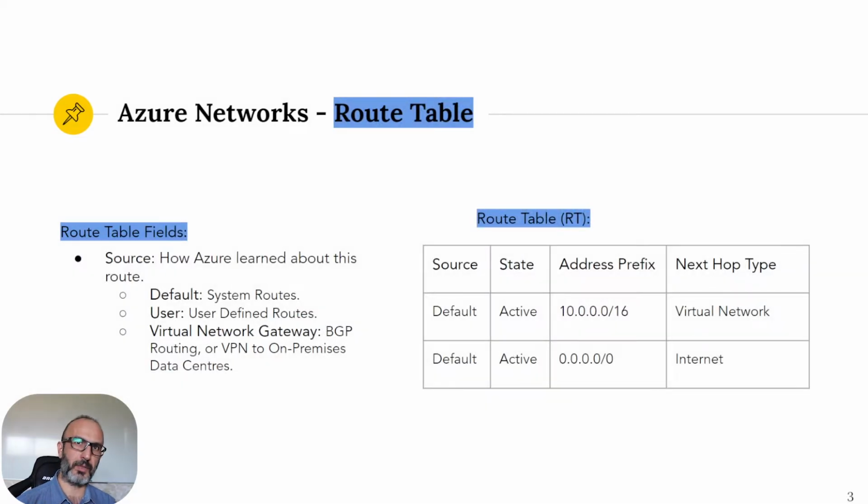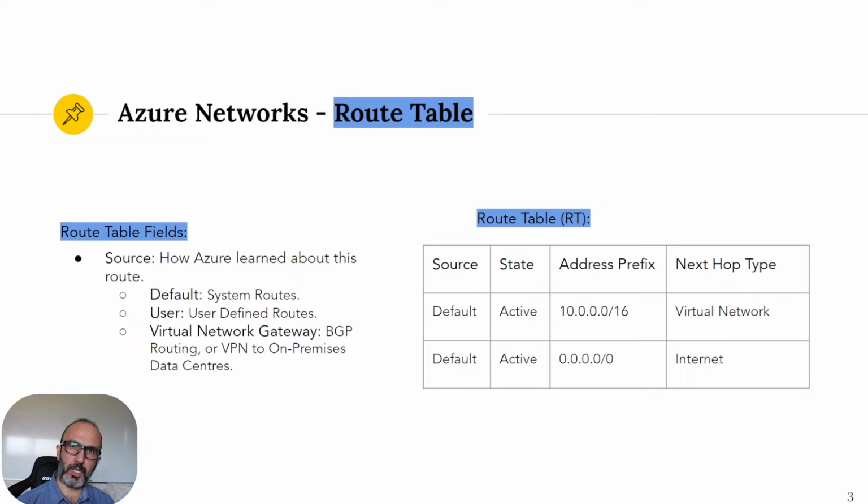To understand more about the Azure routing table, let's examine in detail the fields of a typical route table. So we've got the source, the state, the address prefix, and the next hop type. For the source, there are three possible values. It could be a default, a user, or a virtual network gateway. The default is for the system routes, which are the routes that Azure automatically populates the routing table of a VNet with as soon as you create the VNet.